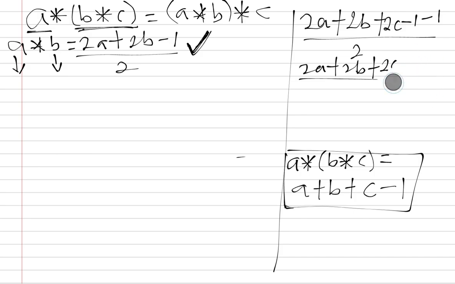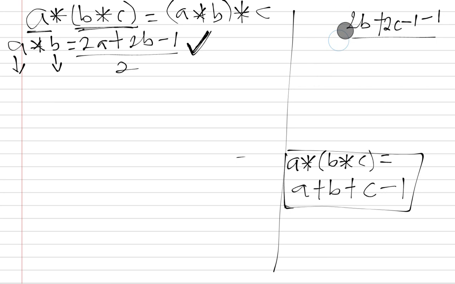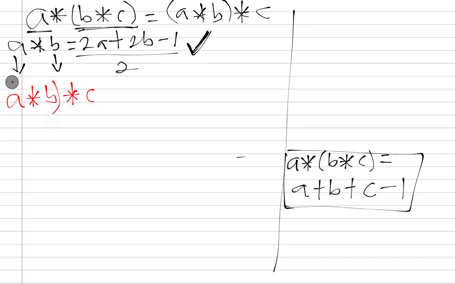You can pause this video and try to solve it on your own. Alright, so I believe that you've done that. So now let's do this. So now you want to do what now? You want to do A star B star C. You can see that this is in bracket.